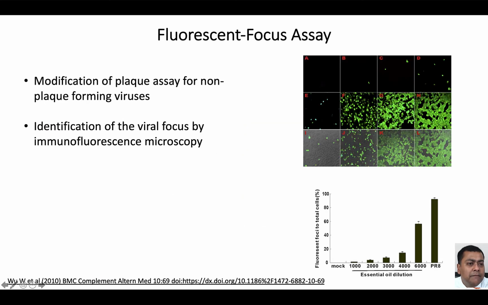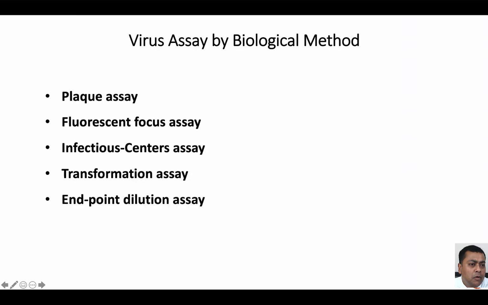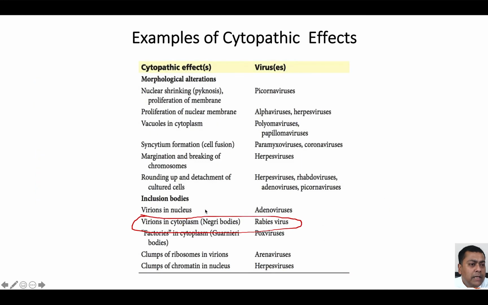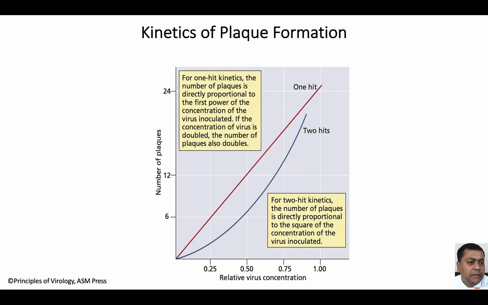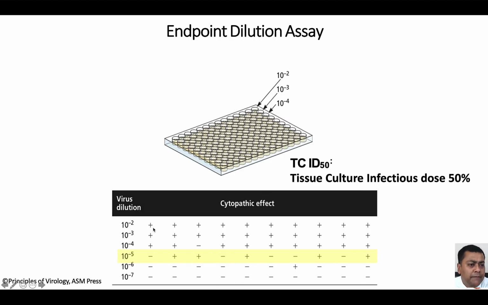And these cytopathic effects could be one of these. So here, if we just go right here, what are the cytopathic effects? It could be one of these. You can see the virions in the nucleus, or nuclear shrinking, or proliferation of the nuclear membrane, or negative bodies, or clumps of chromatin in the nucleus. You can see some of these cytopathic effects.